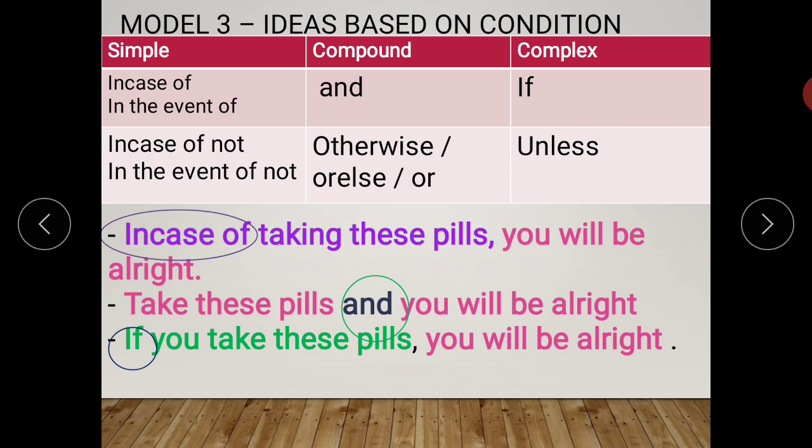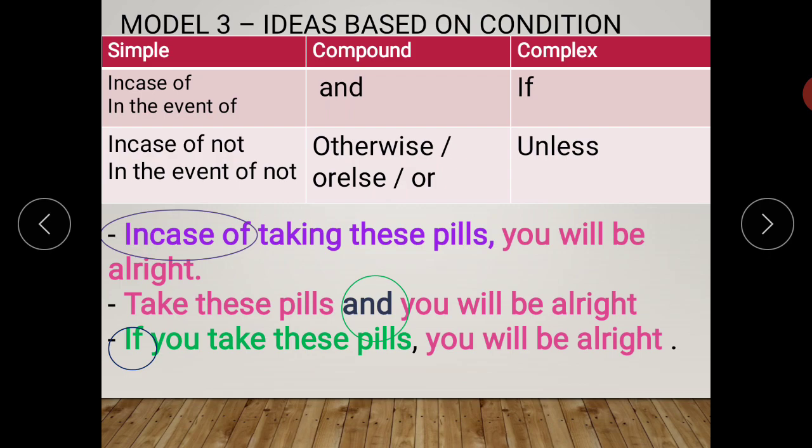So change the same sentence into a complex sentence. What is the complex conjunction? If. So where do I take this you from? Because it is already in the sentence, the subject you. So if you take these pills, I am changing it into a subordinate clause. If is the complex conjunction, the subordinating conjunction. So if you take these pills, you will be all right.